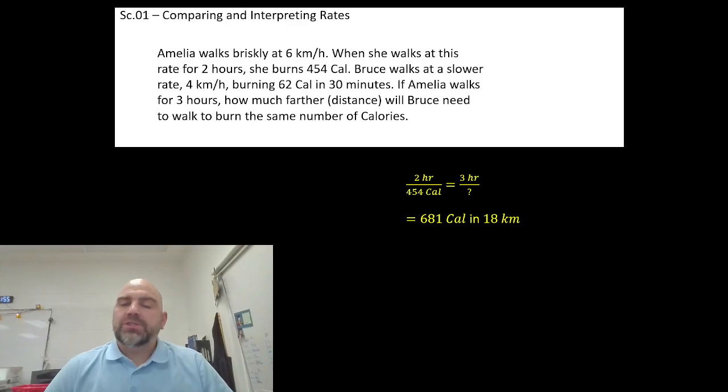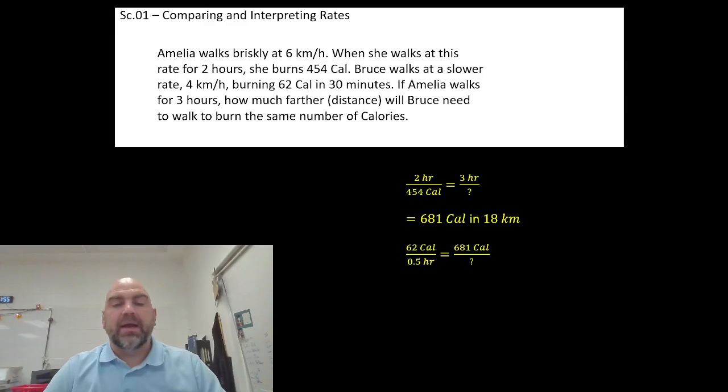Bruce needs to match that number of calories. So how long is it going to take for Bruce to hit 681 calories? We are given the number of calories he burns in a time, so let's figure out how long it takes for him to burn 681 calories. Again, I'm going to set up two comparing ratios. The first one gives us the number of calories in half an hour, so 62 calories in half an hour. The other one gives us a total number of calories he needs, but it doesn't know how many hours, and that's what we need to solve for right now.